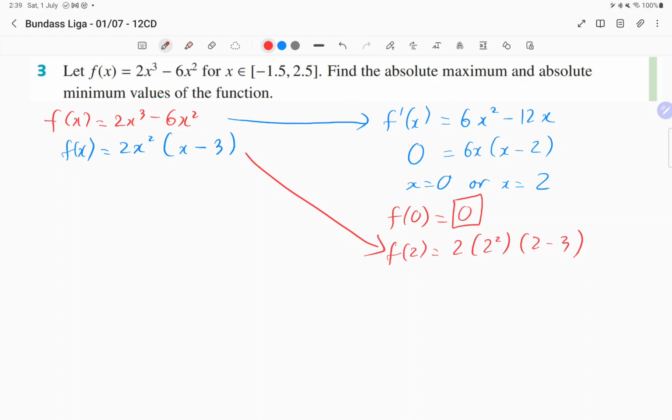Yeah, and then when you're finding, so this is finding stationary points. When you're finding stationary points, you need to find x when the derivative equals 0. Yeah? Any questions?